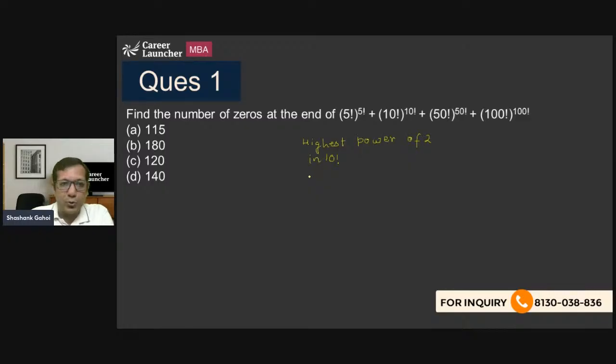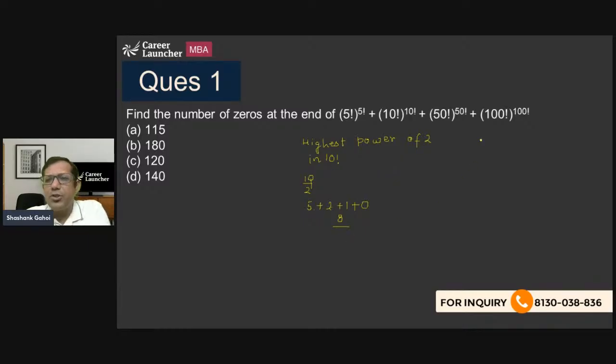So what you are supposed to do: 10 by 2 is 5. Now 5 by 2 is 2.5, remove the decimal, so that becomes 2. Now 2 by 2 is 1. 1 by 2 is 0 point something, which will be considered as 0. So whenever you get a decimal, remove the decimal. So basically 5 plus 2 plus 1, after that every value is going to be 0. So that is going to be 8. So the highest power of 2 in 10 factorial is going to be 8.